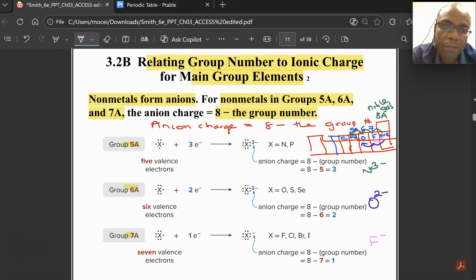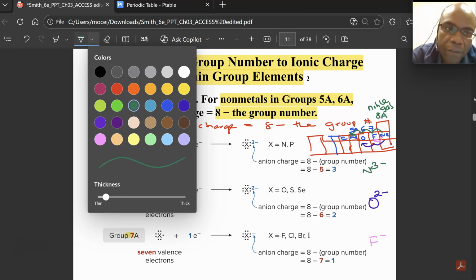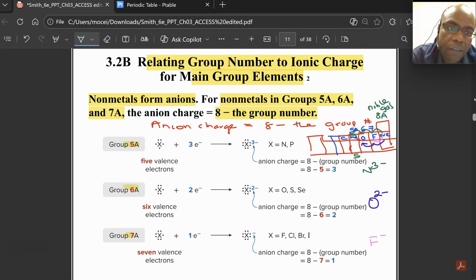So for nitrogen, it is in main group 5, right here. Neon is in main group 8. So if you do 8 minus 5, you get 3. Since it's a nonmetal, the charge on nitrogen will be negative because nonmetals make anions.